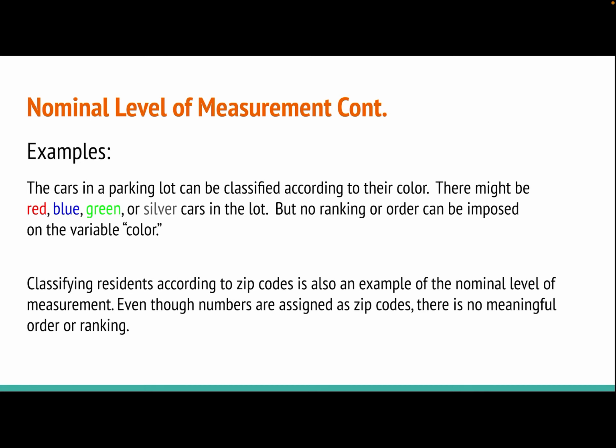Another way that we could show a nominal level of measurement is that we can classify residents according to zip codes. Again, zip codes are represented by numbers, but each area has its own zip code. But again, there's no ranking in the system. One zip code is not better than the other in that case, so it's just simply a category.